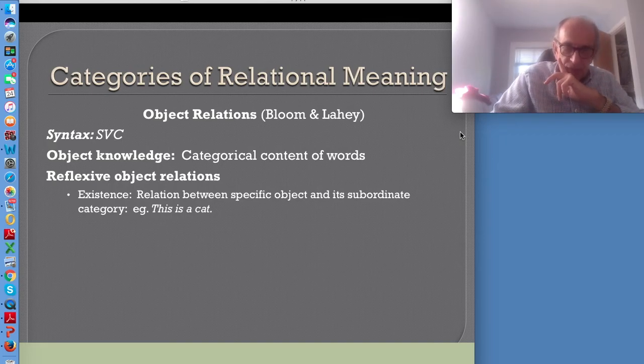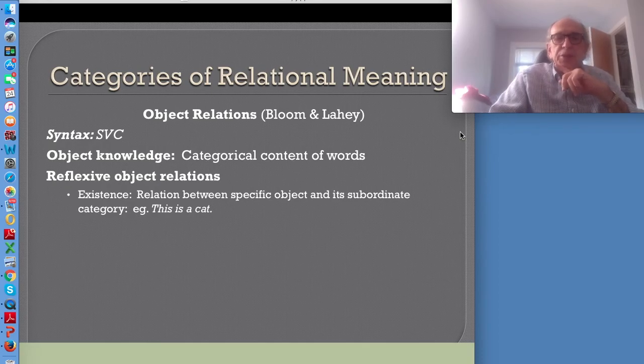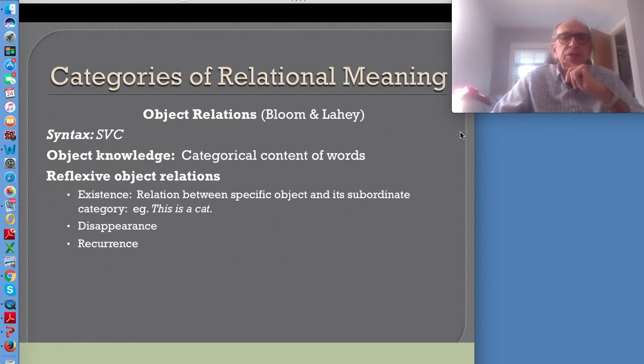Following me? Now, some of these content categories can also be expressed in single words, like if the child says cat, just cat, we'd also call that existence. Disappearance and recurrence are two other reflexive object relations. Disappearance typically is coded, I forgot to put the example up here on the slide, but disappearance, an example, all gone, or cat all gone, or no cat.